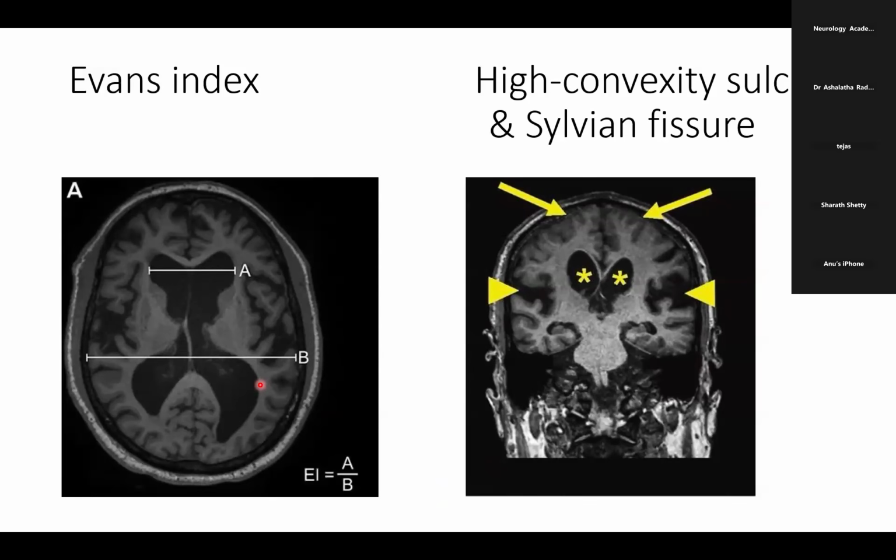in which the cutoff is 0.3. We give 2 points if it is greater than 0.3, 1 point if it is 0.26 to 0.3, and 0 points if it is less than 0.25.